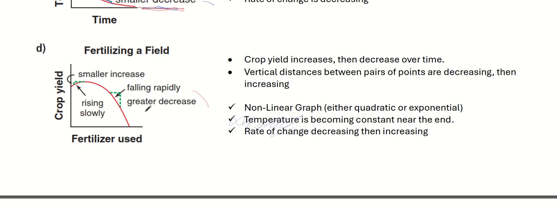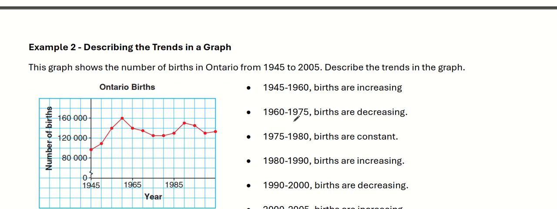All you have to know for this graph is that the crop yield decreases as more fertilizer is used, and that's about it. Everything else here, you don't really need. You can scratch everything else out. You don't need that. Okay, let's move on. I'm going to fix the notes on this.